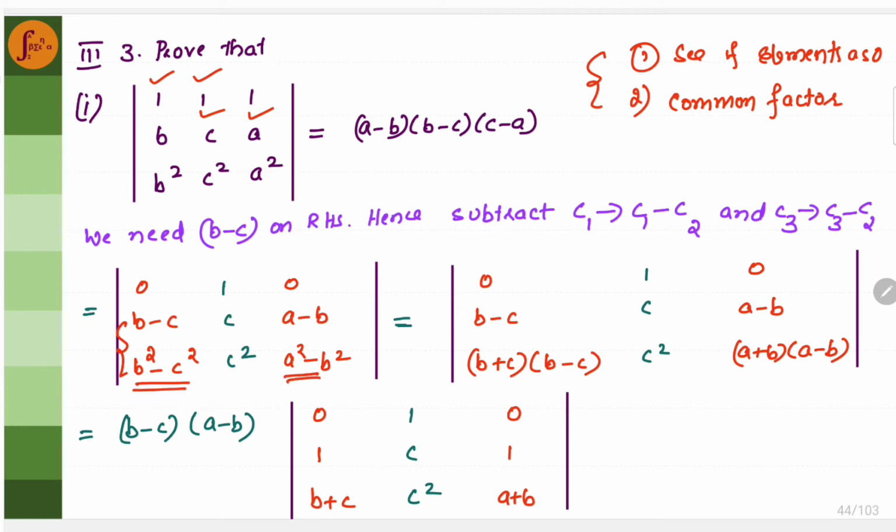Whenever you get this, you'll have to apply the (a plus b) into (a minus b) formula. (a plus b) into (a minus b) is a square minus b square. You have to use this, and then you can take the common factor outside.